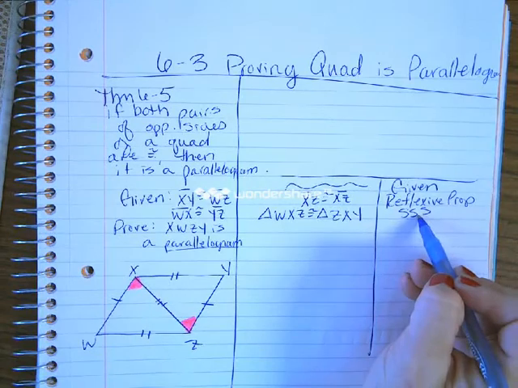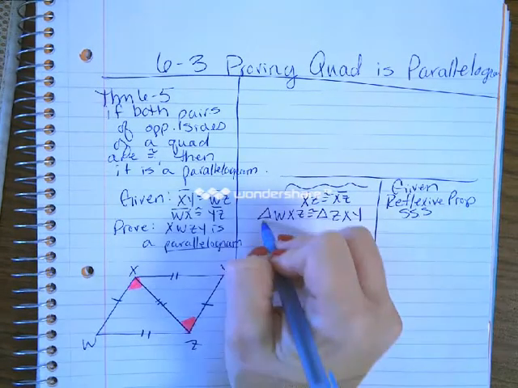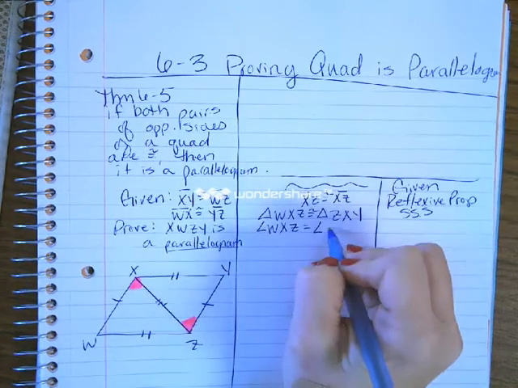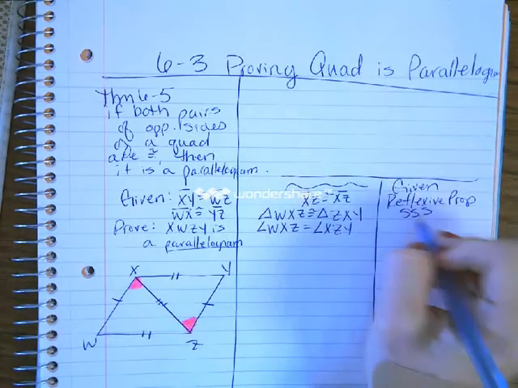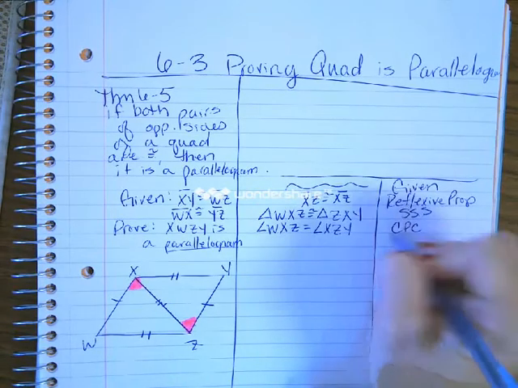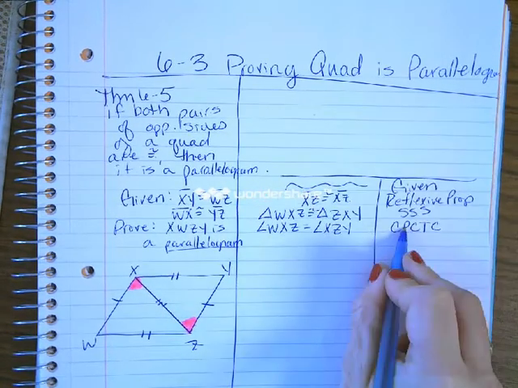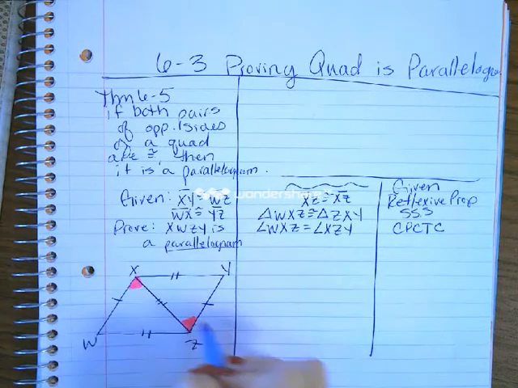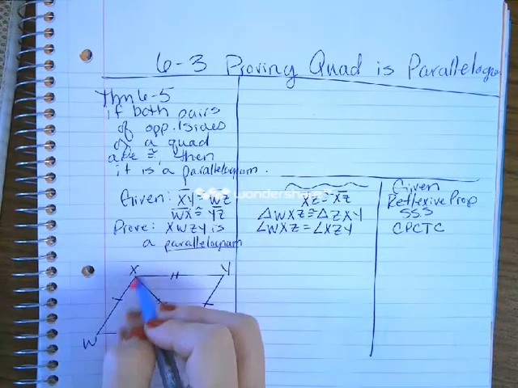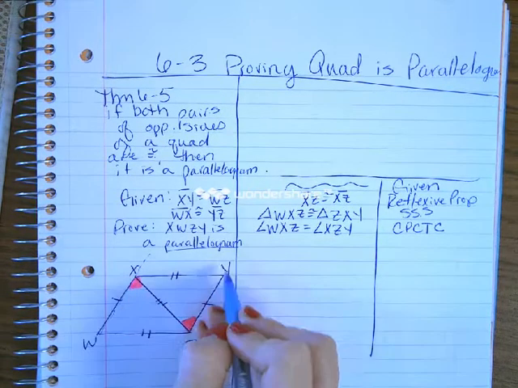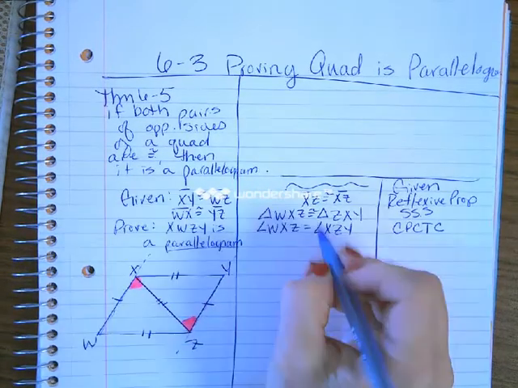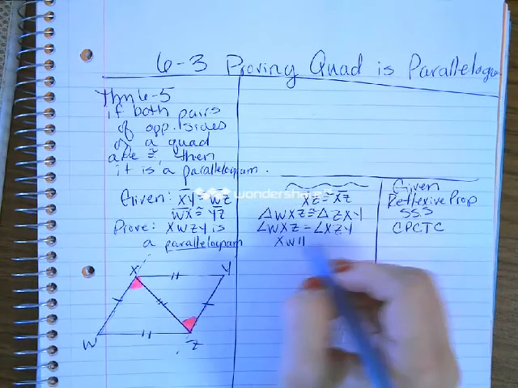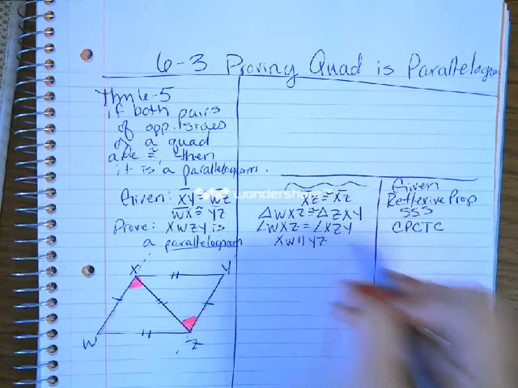So, angle WXZ is equal to angle XZY, because if the triangles are congruent, then all of their parts are congruent because of CPCTC. So now that I know that one's congruent to this one, then that means this line is parallel to that one. So XW is parallel to YZ. And that's because those angles are alternate interior angles.